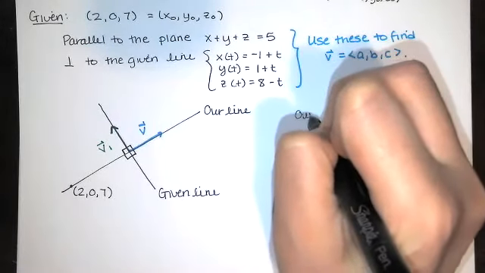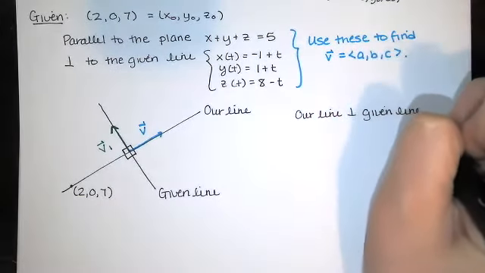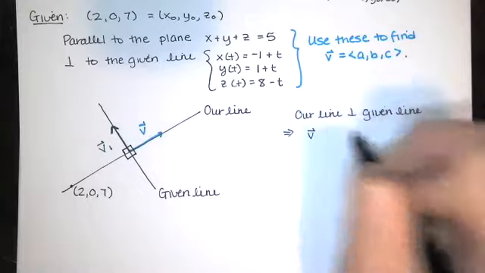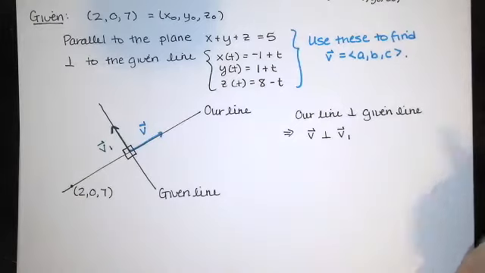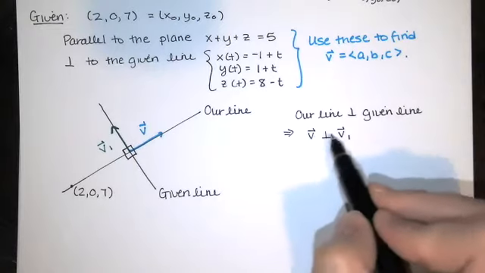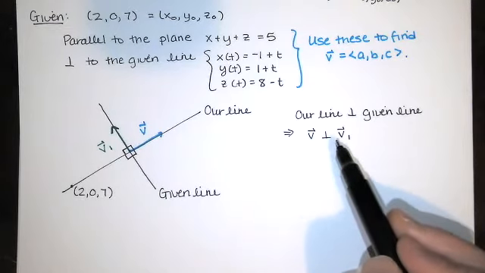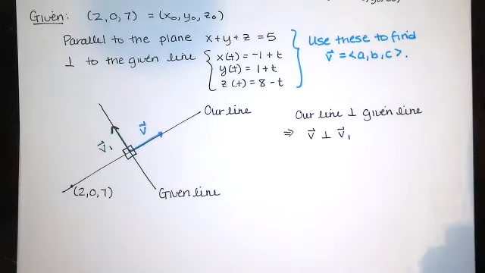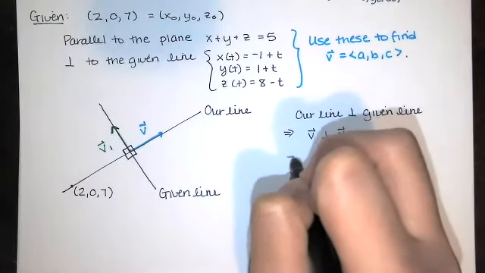So the fact that our line is perpendicular to the given line implies that the direction vector of our line is perpendicular to the direction vector of the given line. And anytime you've got two vectors that are perpendicular to each other, or usually we use the word orthogonal when we're talking about vectors, we know that their dot product has to be 0. The angle between the two vectors is 90 degrees. The dot product is 0.